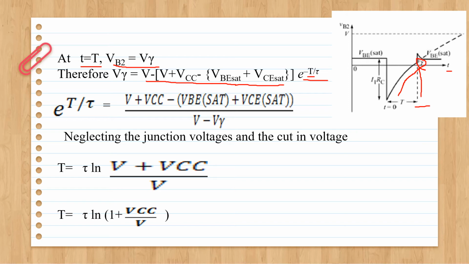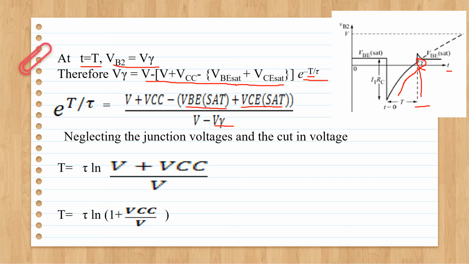Now, neglecting junction voltages. Here the junction voltages are VB sat, VC sat and the cut-in voltage. All these are called junction voltages. These are very small compared to V plus VCC. That's why you can neglect these junction voltages and the cut-in voltage V gamma. Then what we will get? e power capital T by tau equals V plus VCC by V only.